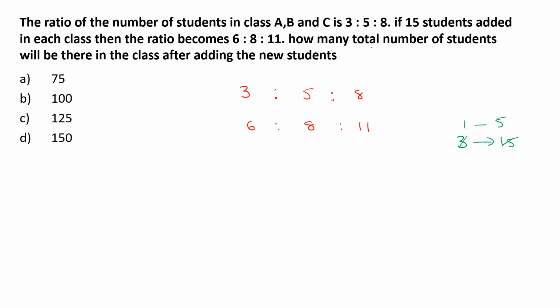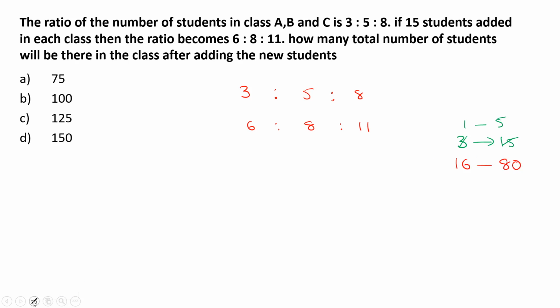And we need to find the total number of students at present. Don't go with the present ratio. Always calculate on the previous ratio, not only in this case but in every question. The sum of the terms of the ratio indicates the total number of students. 3 plus 5 plus 8 is 16. When the value of 1 unit is 5, the value of 16 units would be 80.